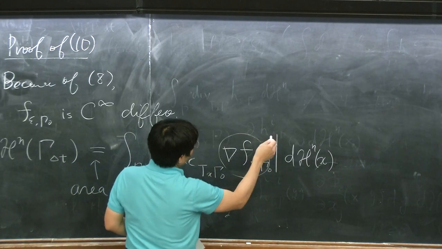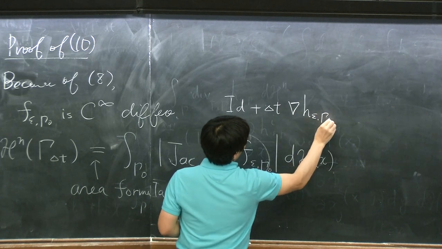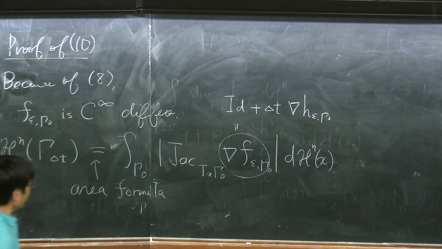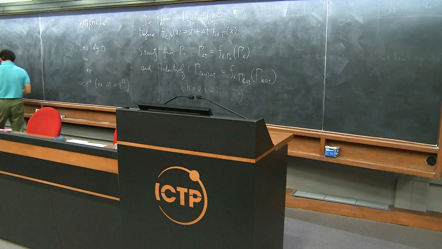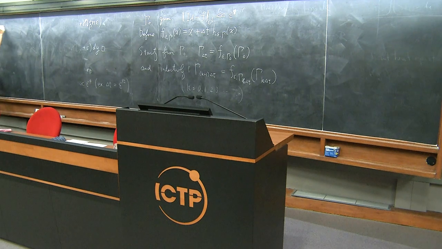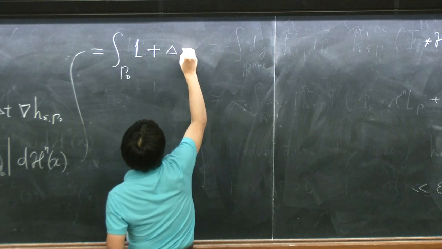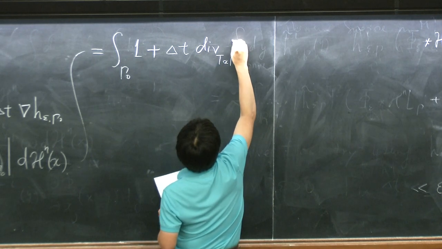And this quantity now, as you see, is really the identity map plus delta t times the nabla of h, that's the gradient of that. That's x plus delta t times h. So that's what it is. And now, how do you compute the Jacobian restricted to the tangent space is something that you know the formula. If you compute this, the first order term is 1, coming from the identity. Now the Jacobian is really computing the determinant, and the first order term with respect to delta t is precisely the divergence of this, h, okay?